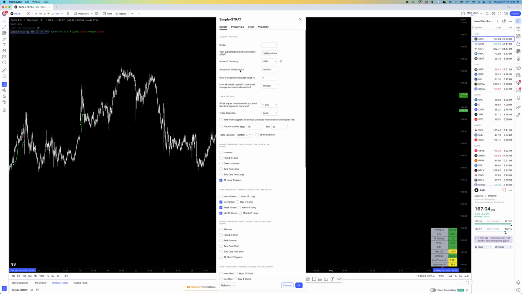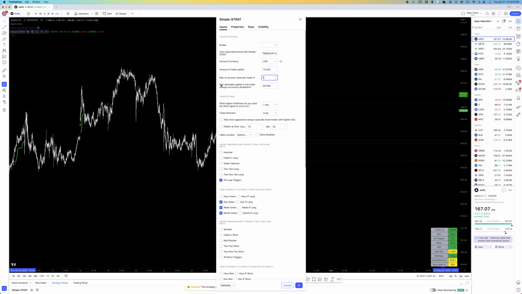So for initial capital, you put whatever the account is that you're trading. It's going to use this to calculate the risk you're willing to take on each trade. So 1% of 10,000 is $100. I'm going to risk $100 on any trade that I put on.